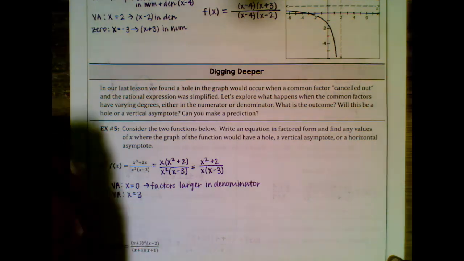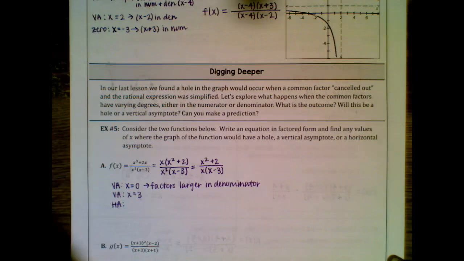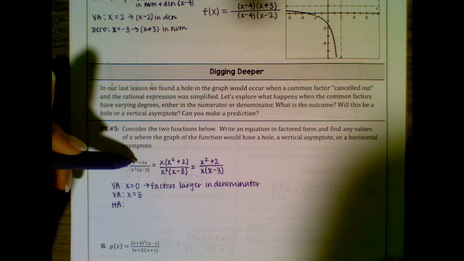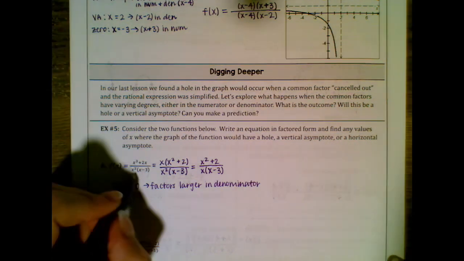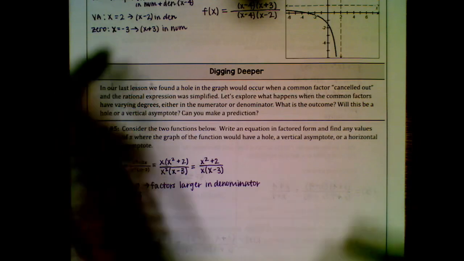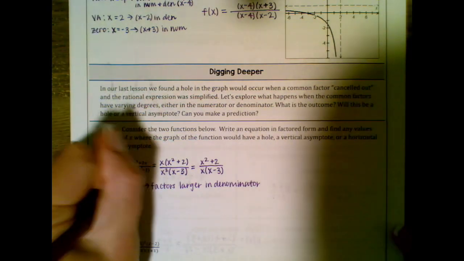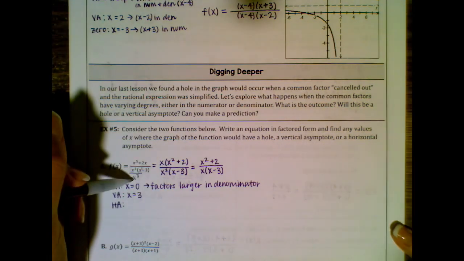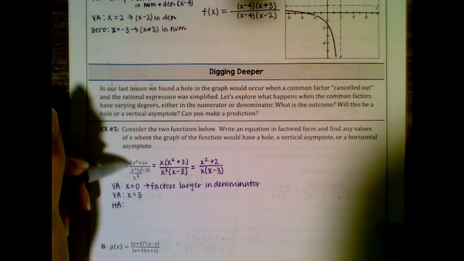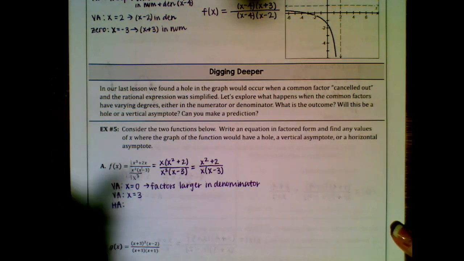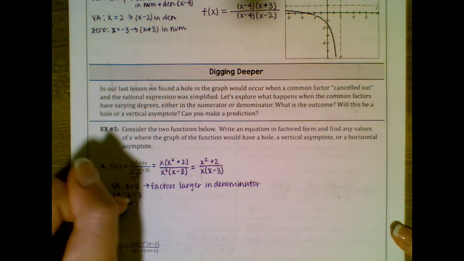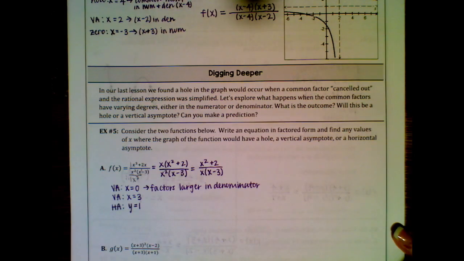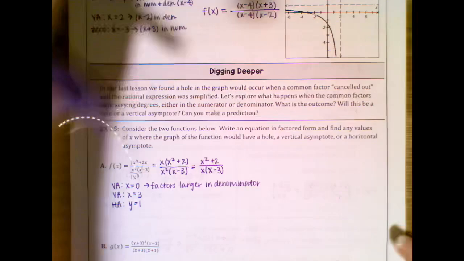And then I do have a horizontal asymptote here. And the reason why I have a horizontal asymptote, let's see here. The numerator is a degree of 3. The denominator is actually a degree of 3 as well, because this is to the power of 1. And if I multiply that, that gives me x to the third. So I end up with x to the third over x to the third. And when that happens, remember you divide the leading coefficients. So 1 divided by 1 is 1. So I have a horizontal asymptote at y equals 1. Okay? All right, letter B.